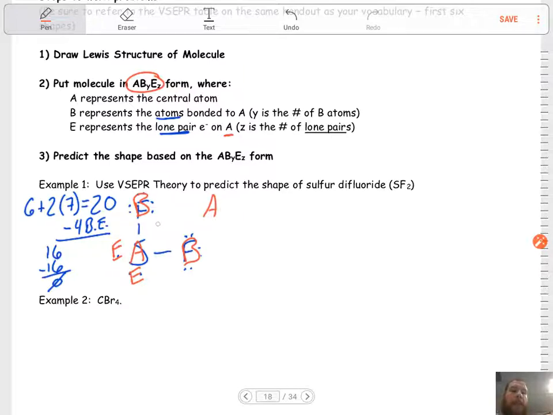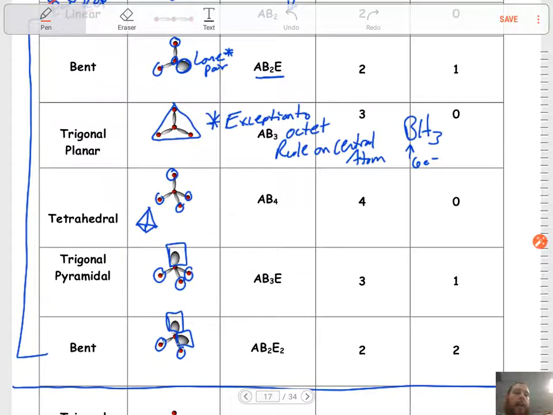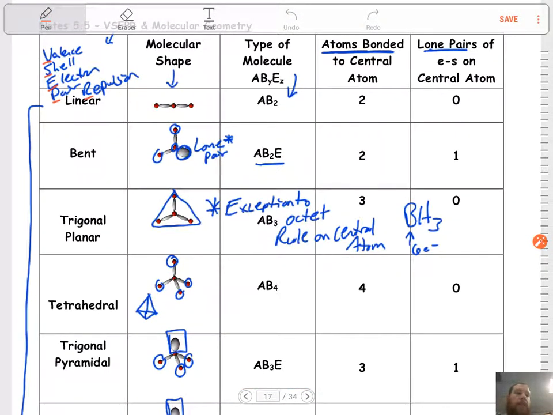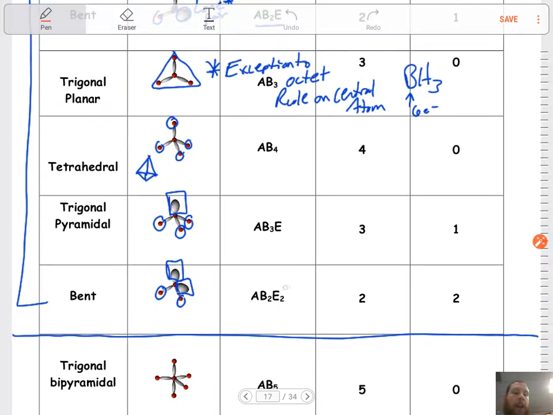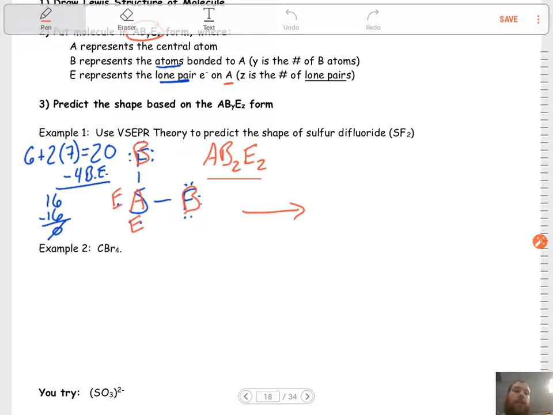Now I'm going to write my formula. I've got A. How many B's do I have? I've got 2. How many E's do I have? I've got 2 as well. So now I'm going to go back to my last page and figure out what molecule has the formula AB2E2. If I look, that's this guy right here. So this is a bent molecule. It just so happened that our original one actually showed that bent shape, but we're going to redraw it because we wrote over it.